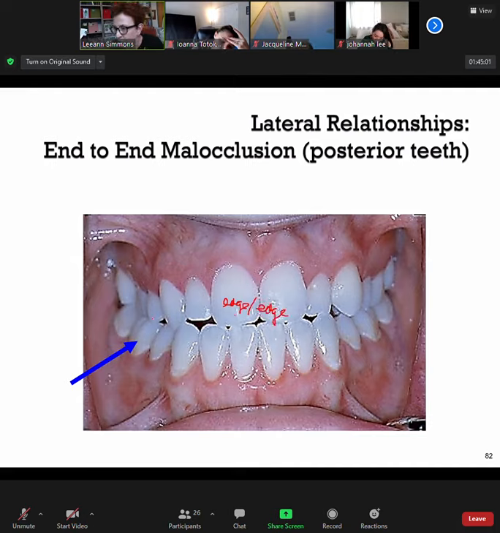In posteriors, it's called end to end. Same thing, but it's end to end. When it's cusp tip to cusp tip in the posterior region, you have an end-to-end occlusion. I think incisal edge. That helps me remember that molars are end to end in that regard. So this is a lateral malposition because the maxillary teeth should be more this direction so that they overlap the buccal cusps of the bottom teeth.